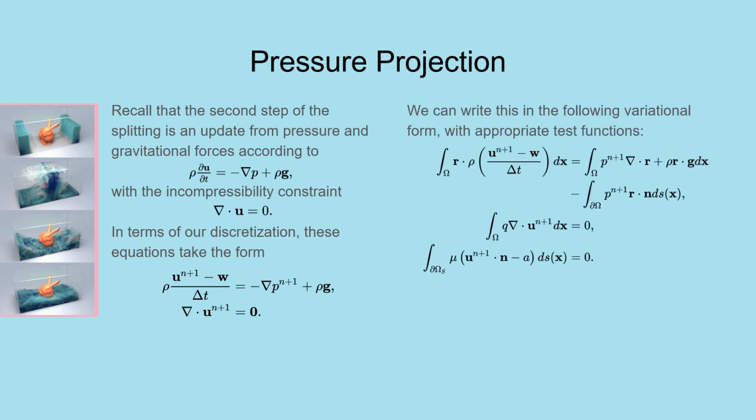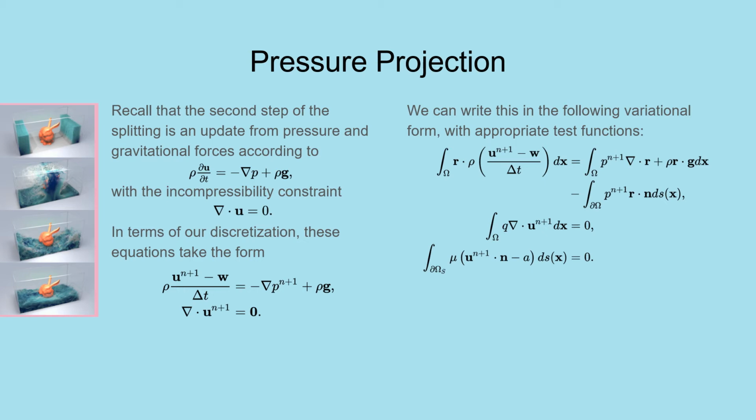To discretize in space, we take a variational approach. We take the dot product of both sides of the momentum equation with the vector-valued test function r and integrate over the domain omega. For the pressure term, we have already integrated by parts here. Next, for the incompressibility constraint, we multiply by a scalar test function q and, again, integrate over the domain.